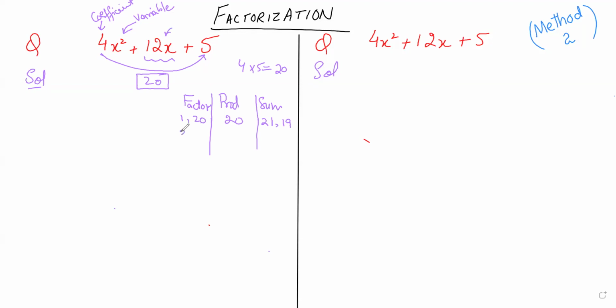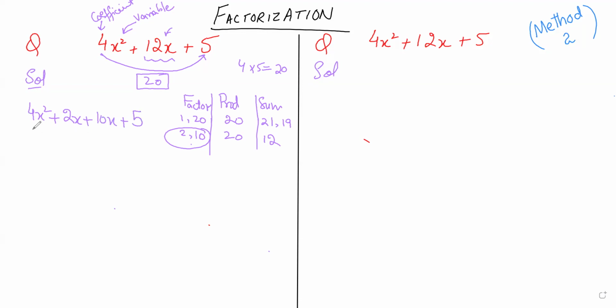So what about 2 times 10? 2 times 10 also gives me 20. And if I add it, 2 plus 10 would be 12. So that means I can use this. So I'm going to write it here. 4x squared will remain as it is. And instead of this 12x, I'm going to write 2x plus 10x plus 5.